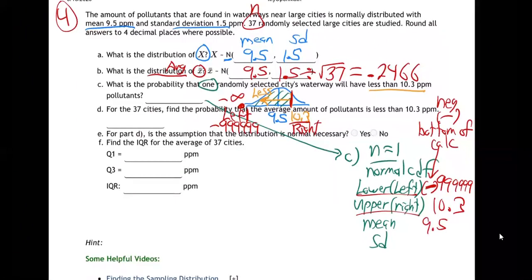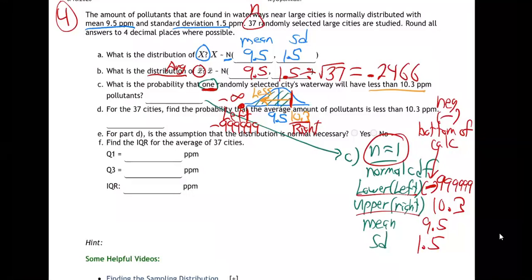Well, we're just going to simply put the 1.5. No dividing. Why not? Because n is 1 for part C, right? It's just one city. We're just grabbing one city. We're not grabbing a group. That's going to be part D when we grab a group. Questions I can answer on that so far?